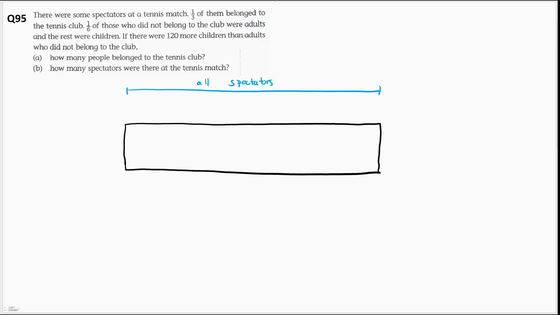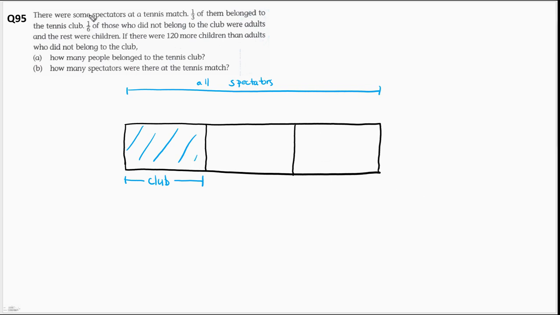Okay. And it said that of these spectators, a third of them belonged to the tennis club. So I'm going to split this bar into thirds. Okay. And it says a third of them belonged to the club. So from here to here, all right, this is 1/3. Okay. They belong to the club. We can shade that in as well if we like.